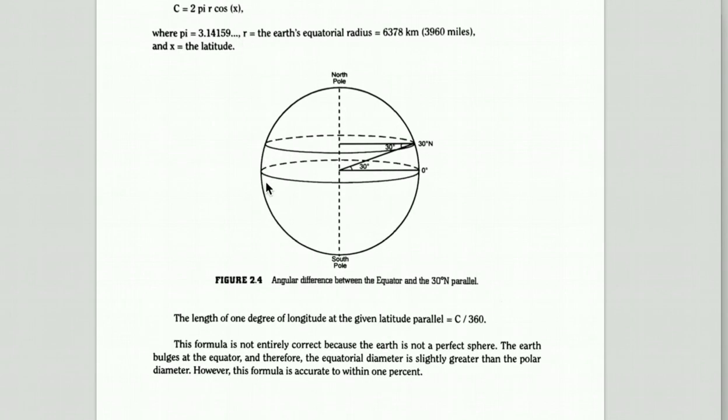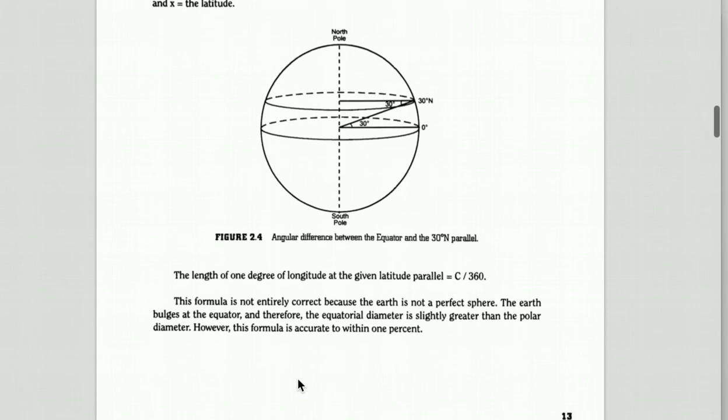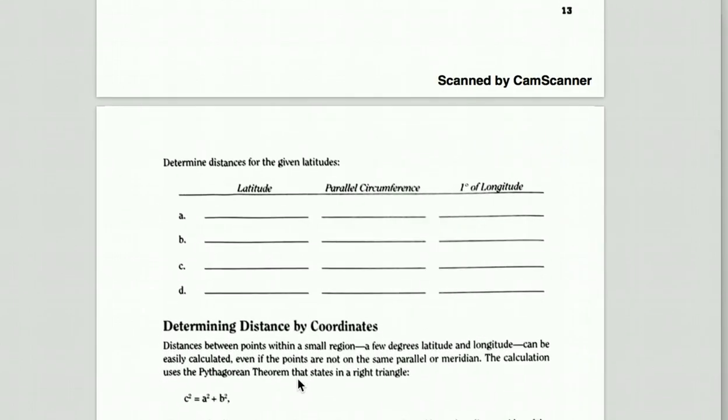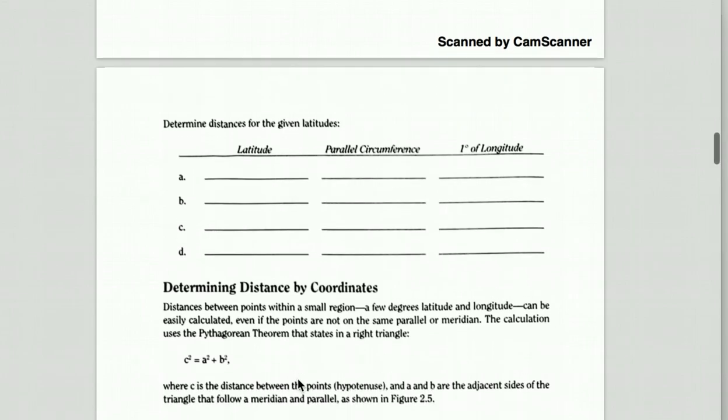All right. So remember, this formula is not entirely correct because the Earth is not a perfect sphere. The Earth bulges at the equator, and therefore the equatorial diameter is slightly greater than the polar diameter. However, the formula is accurate to within 1%, so we're pretty close. And since we're doing this for an intro level class, it's okay. All right. So on the next page, after reading all that, you're going to go to page 14, and we're going to give you the latitude.